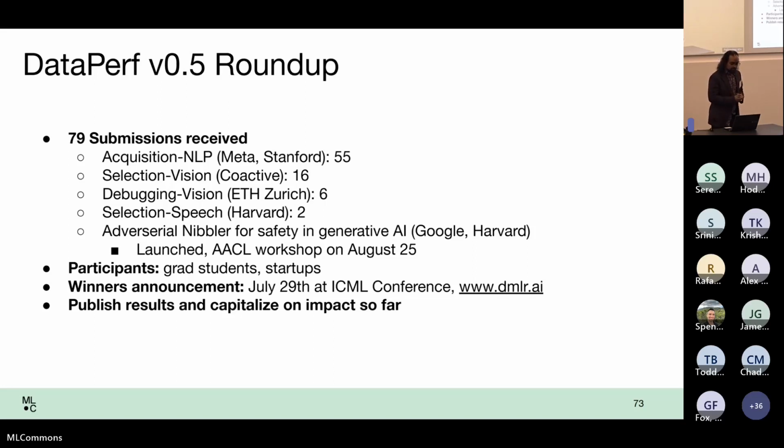But this is just the engagement statistics. Most of the participants were grad students and some were startups. The challenge organizers were mostly faculty, big companies, and startups. The winners will be announced on July 29th.